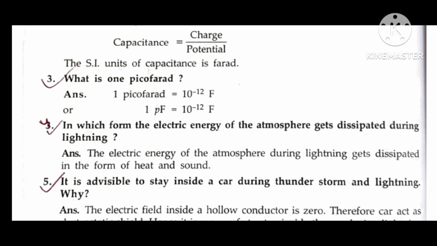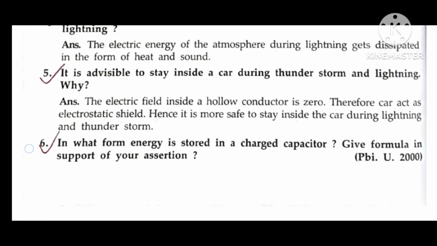In which form is the electric energy of the atmosphere dissipated during lightning? The electric energy of the atmosphere during lightning gets dissipated in the form of heat and sound. It is advisable to stay inside a car during thunderstorm and lightning. Why? The electric field inside a hollow conductor is 0. Therefore, the car acts as an electric shield. Hence, it is safer to stay inside the car during lightning and thunderstorm.